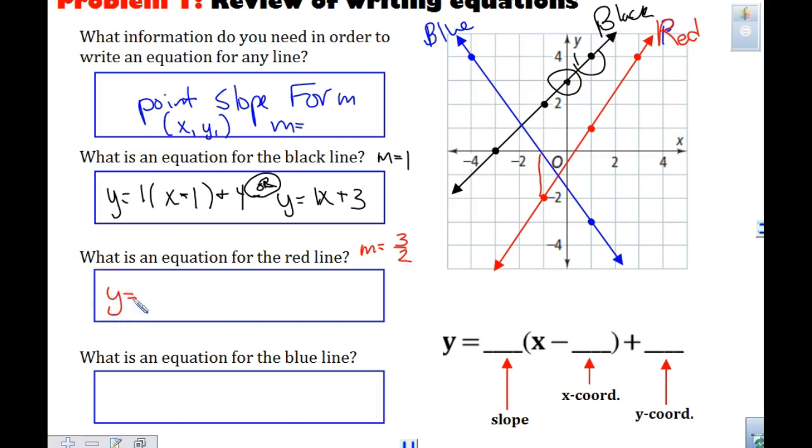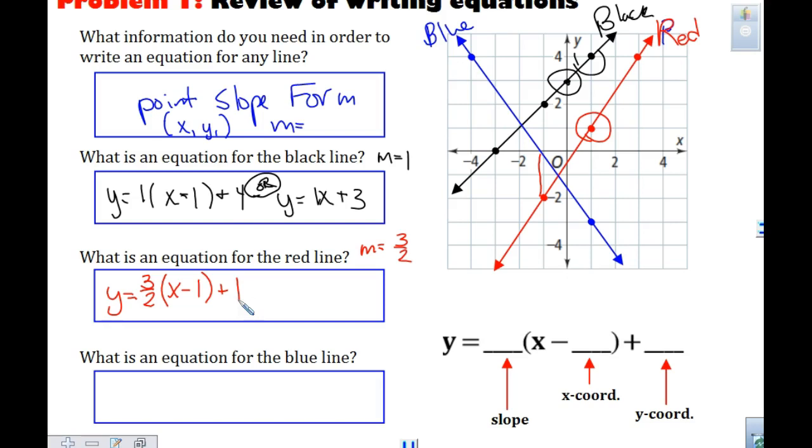If I wanted to pick a point to use, what point do you want to use, Lulu, on the red line? (1, 1). We're using this point: y is equal to 3/2 (x minus 1) plus 1. Anyone use a different point?